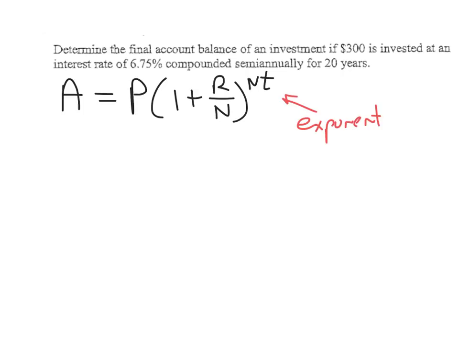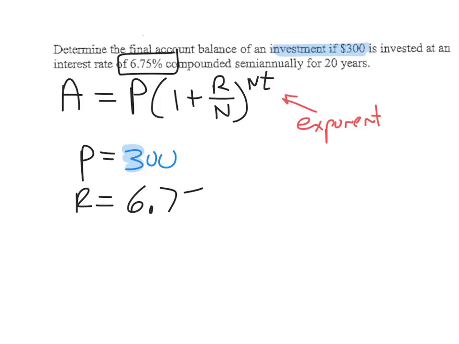And now when you go through your problem, first you determine the principal, the money invested. In this case, it says the investment is going to be $300. So our P value is going to be $300. The interest rate R, well, here the interest rate is 6.75%. We're going to move the decimal point 2 places to the left. So this is going to turn into 0.0675. So to convert from percent to decimal, you always move the decimal point 2 places to the left.